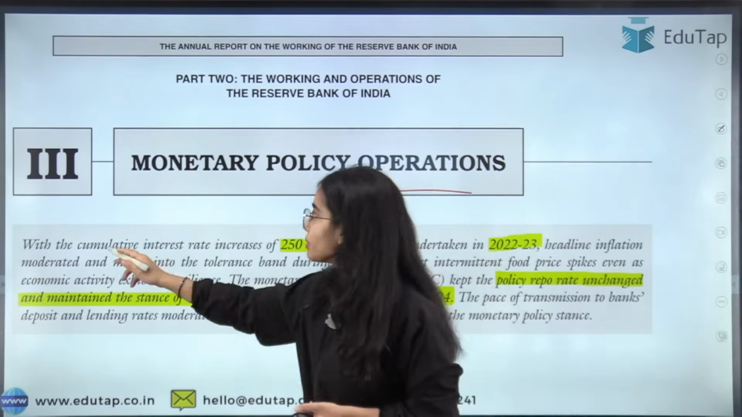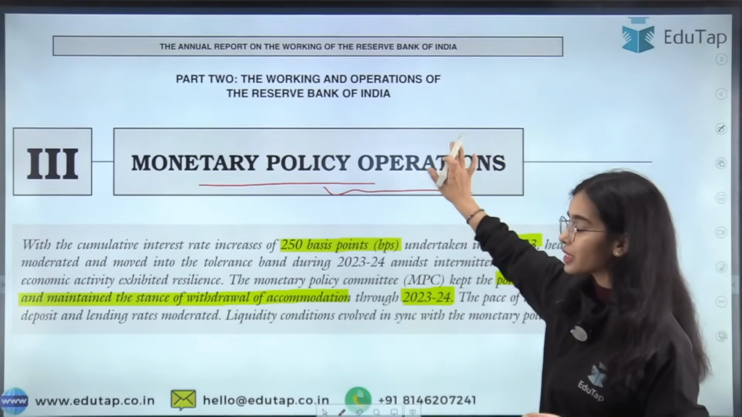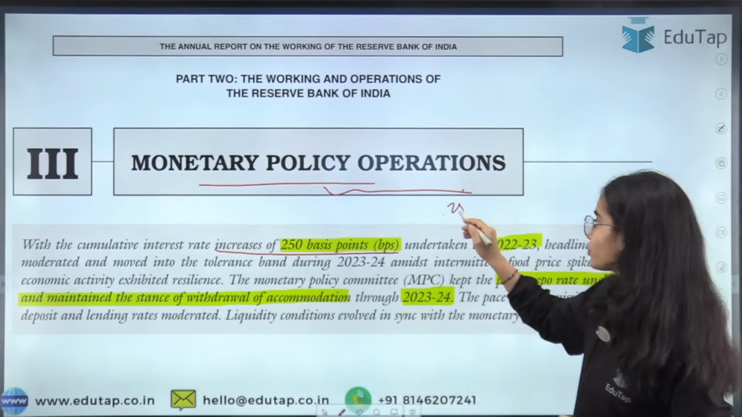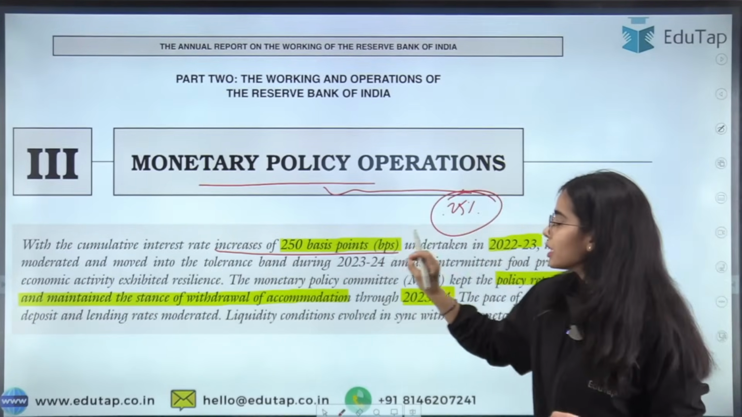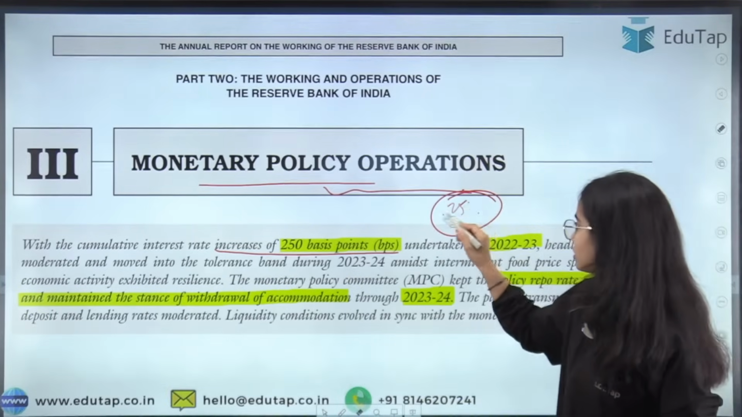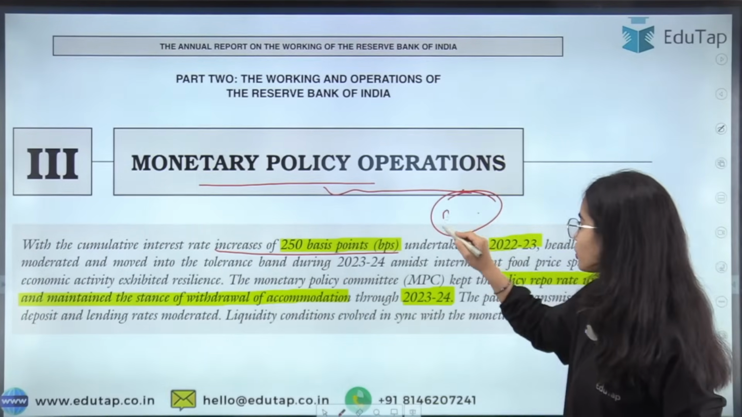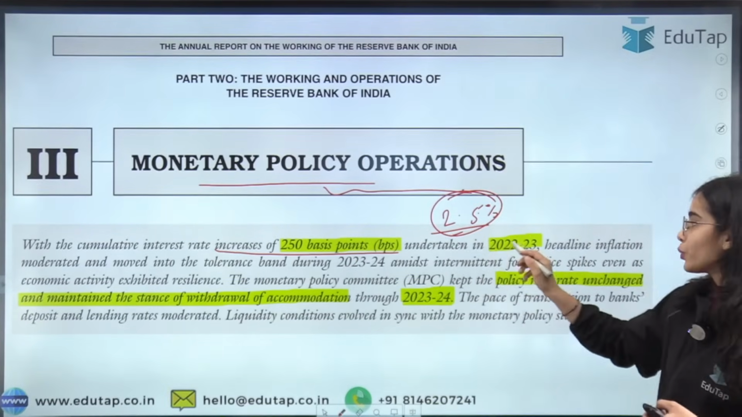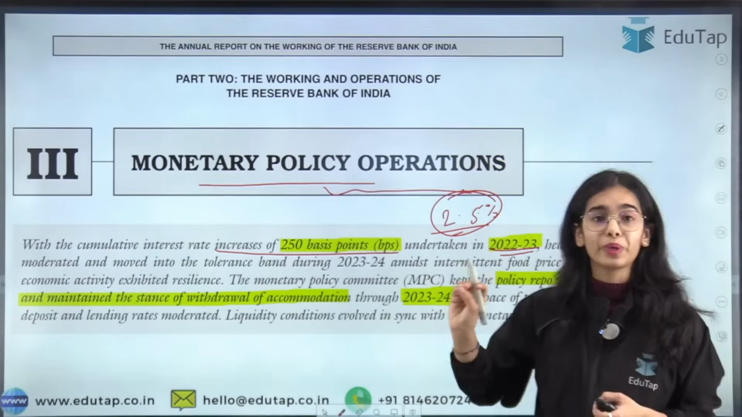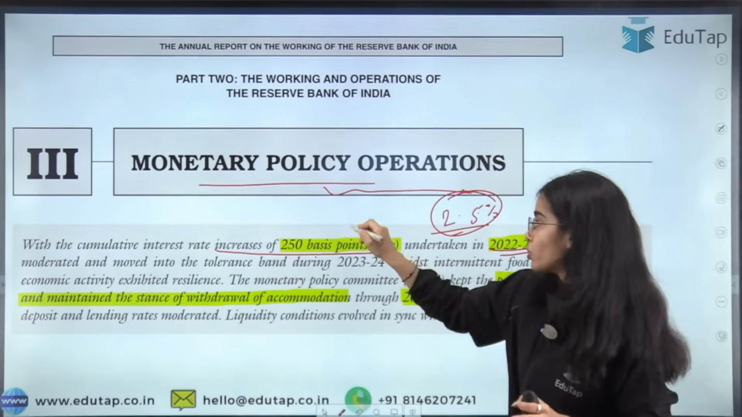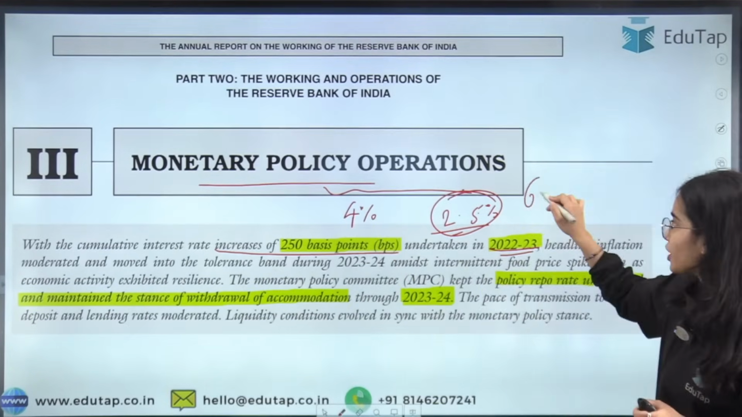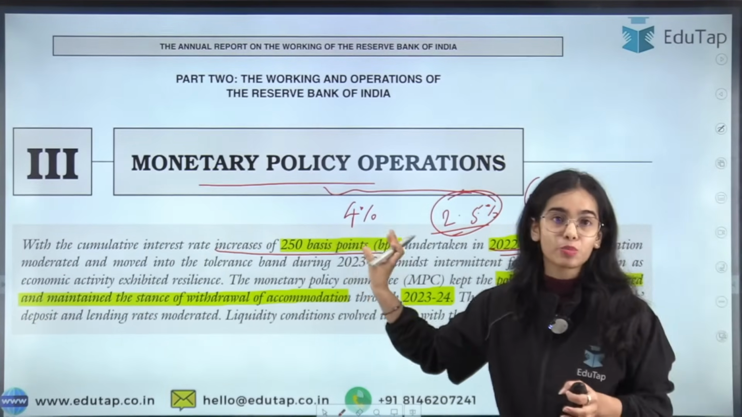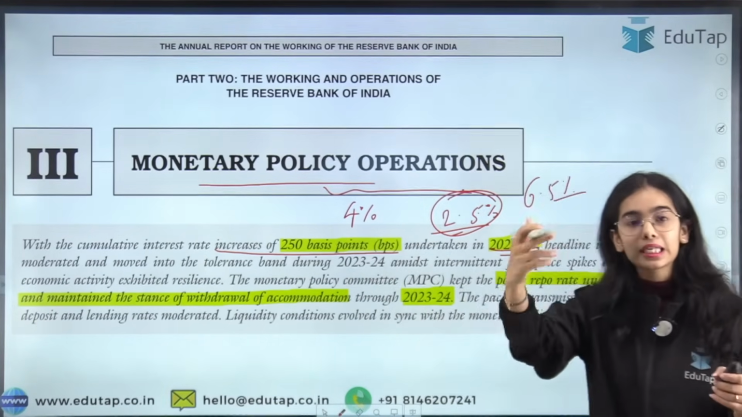Okay, so with the cumulative monetary policy operations, let's continue with this. With the cumulative interest rate increase of 250 basis points, so by 2.5%, there was the increase that happened in 2022-23. So in 2022-23, there was the increase from 4% of the repo rate to 6.5% of the repo rate. So in 22-23, there was the 250 basis point or 2.5% increase that was seen in the repo rate.